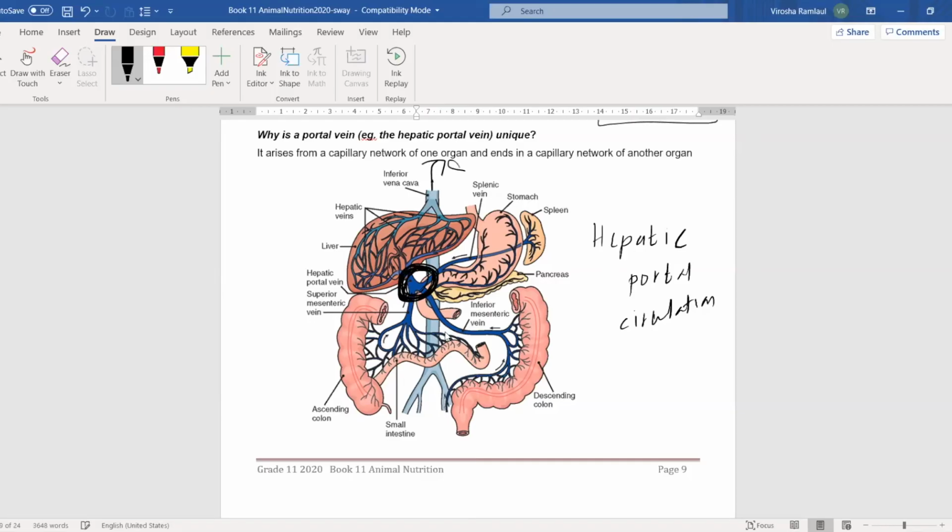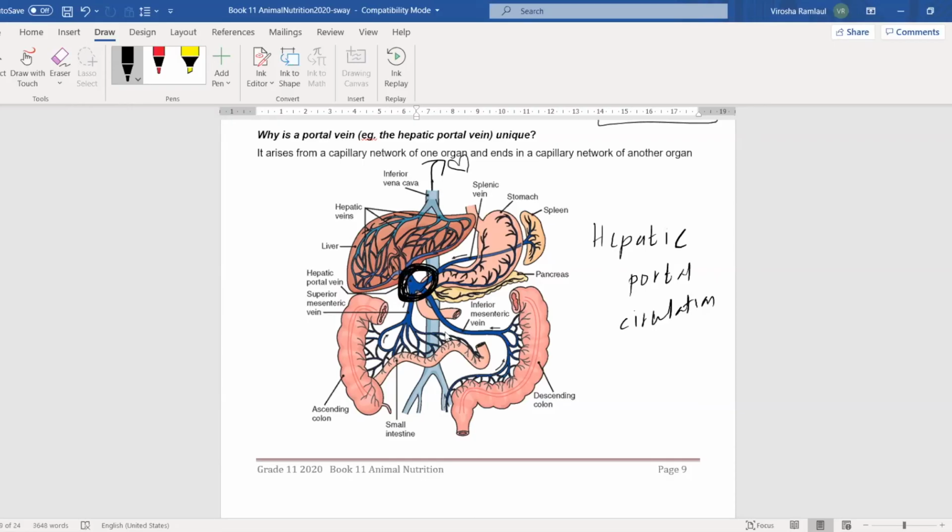And that's how the wastes are taken to the heart. Now, in that way, the hepatic arteries, the splenic arteries, the pancreatic arteries, all of those arteries will now carry nutrients to all these different parts of the body. So this is the hepatic portal circulation.